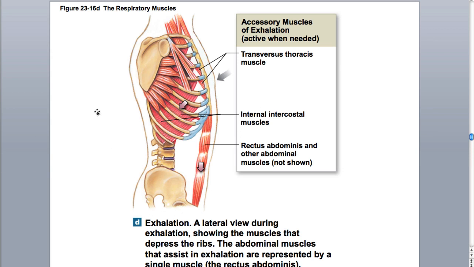Again, pictures for that. As you can see, there are a whole lot more muscles to inhale than exhale. Okay, so a whole lot more muscles for inhaling than exhaling. Now notice it says active when needed. Okay, any questions on that? Next slide.